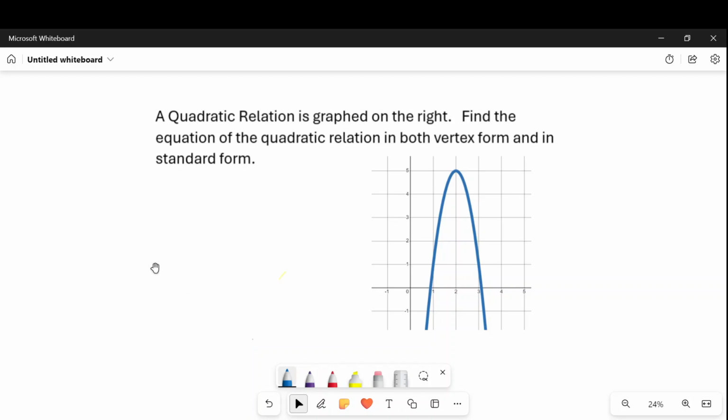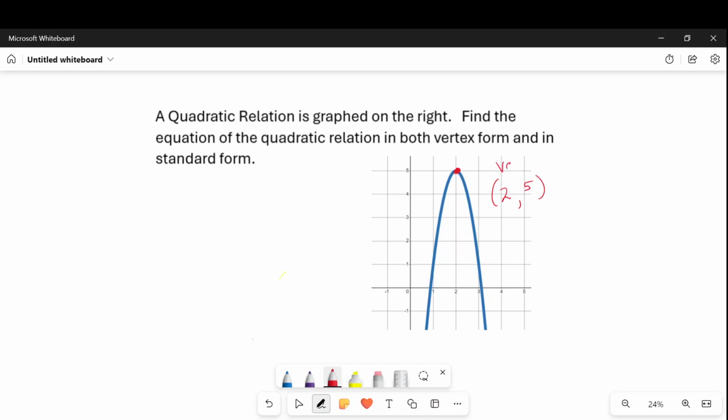The reason why I said "and then" in standard form is because we always want to find it in vertex form first, and then we can just algebraically turn that into standard form. So let's start by focusing on vertex form. Of course, to write something in vertex form, I need to find the vertex of the parabola. So I put a red dot at the vertex, and I can see that that's at the point (2, 5).